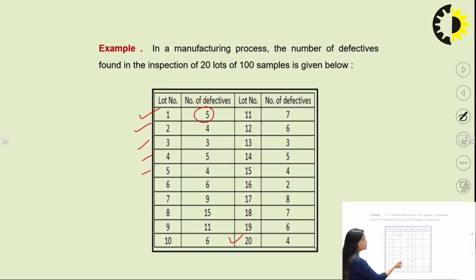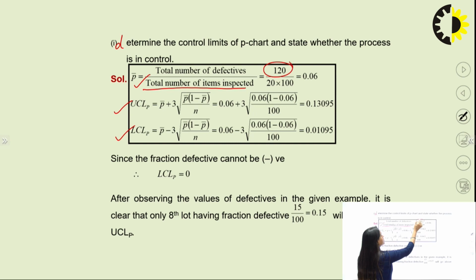So we will add all this: 5, 4, 3, 5, 4, 6, 9, 15, 11, 6 and so on, and we will get 120. So the total number of defective items out of 20 lots is 120, and the total number of items inspected, that is, in each lot there are 100 items being inspected, so it means 20 into 100. So when we solve it, we will get P bar is equal to 0.06. Based on this P bar, we will find upper control limit and lower control limit by the given formula.